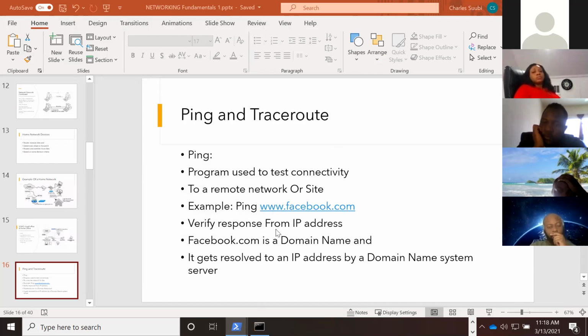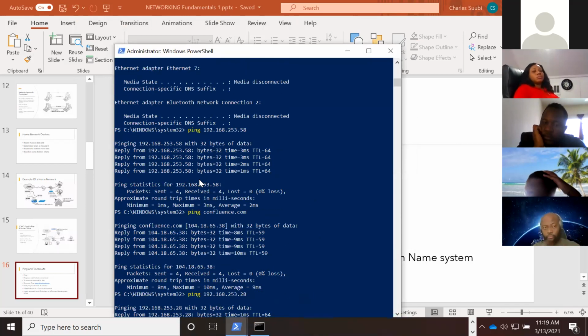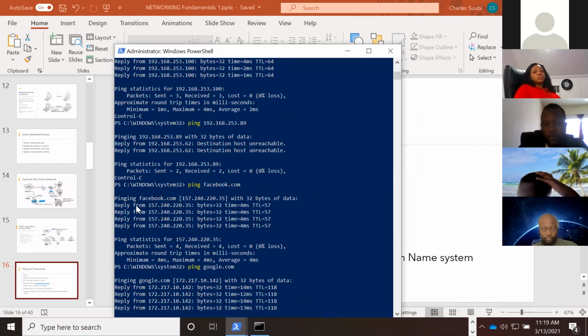All right, guys, we have looked at ping and what ping does. We have seen that when we did a ping on Facebook, it gave us a response from 157.240.220.35. So my other question is, why is it that it replied with a number, yet we used letters, facebook.com, which is a word, to ping the server? Did you guys get my question?